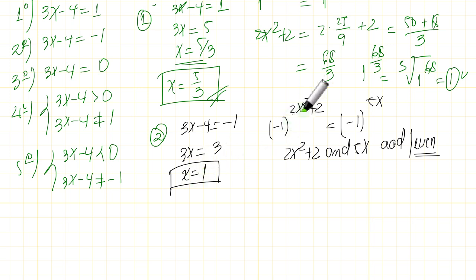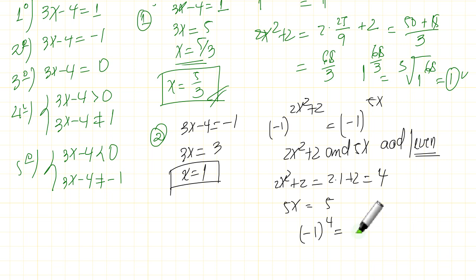we're gonna have -1 to the power, let me just write this to be more clean. 2x squared plus 2 is going to be 2 times 1 squared, which is 1, plus 2. This is going to be equal to 4. And 5x is going to be 5 times 1, this is 5. So we will have negative 1 to the power of 4 equals negative 1 to the power of 5. You see, this is going to be 1 and this is going to be still negative 1. So this is different from this. So this solution doesn't work. So this is not a solution for our problem.